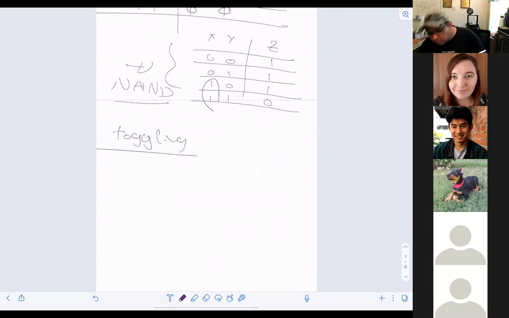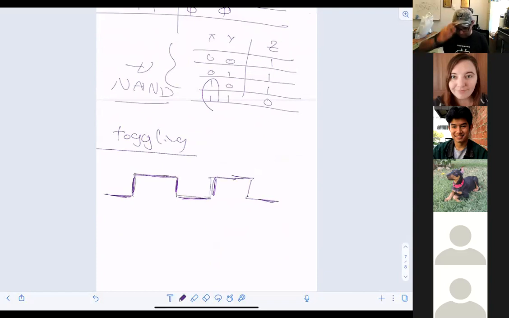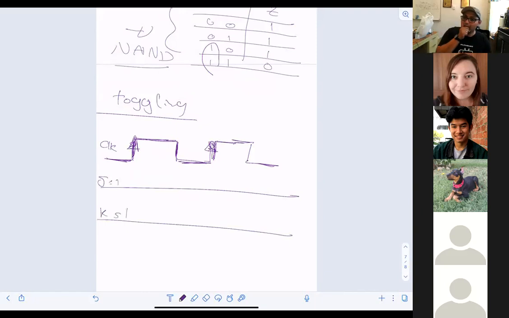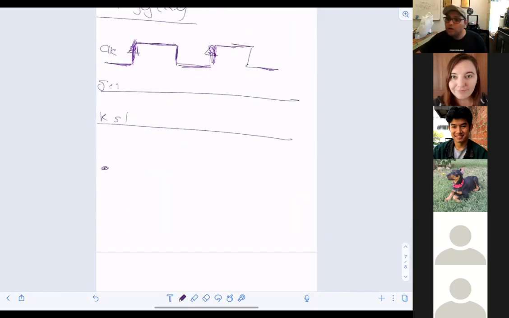What is toggling? If I have a clock like this, this is my clock, right? Everybody can see my clock, right? Here is my positive edge of the clock. Here is my positive edge of the clock, right? That's the clock. Then I have J equal to 1 and K equal to 1, right? So my output here will be toggling. Q will be 1 and 0, 1 and 0, 1 and 0 like crazy.